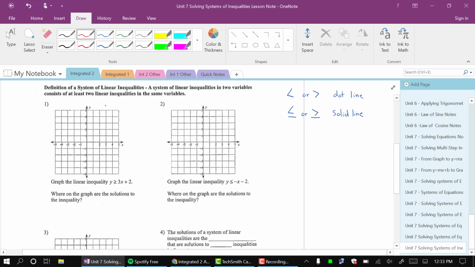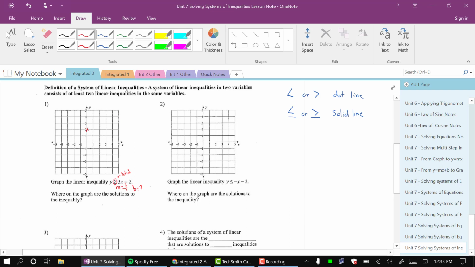So let's take a look at the first one. We want to graph the linear inequality y is greater than or equal to 3x plus 2. Because it has or equal to, that means we're going to have a solid line. So we're going to start off with graphing this. My m value is 3 over 1. My b value is 2. So I'm going to put a point right at 2. Remember, I can't put a point, so I put a little x there.